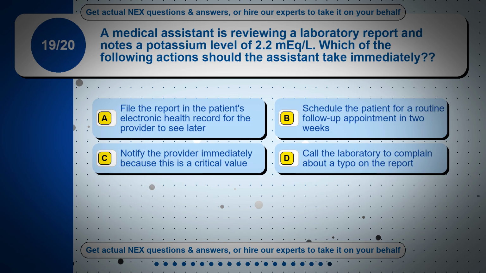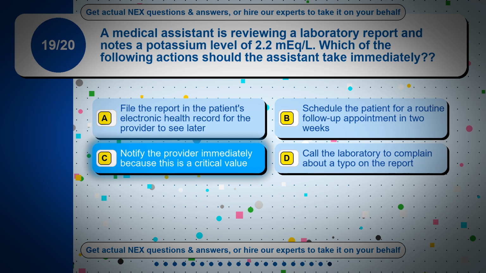Question 19. A medical assistant is reviewing a laboratory report and notes a potassium level of 2.2 milliequivalent/L. Which of the following actions should the assistant take immediately? Option A, file the report in the patient's electronic health record for the provider to see later. Option B, schedule the patient for a routine follow-up appointment in 2 weeks. Option C, notify the provider immediately because this is a critical value. Option D, call the laboratory to complain about a typo on the report. The correct answer is option C.